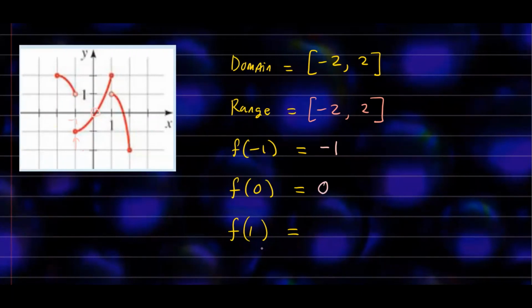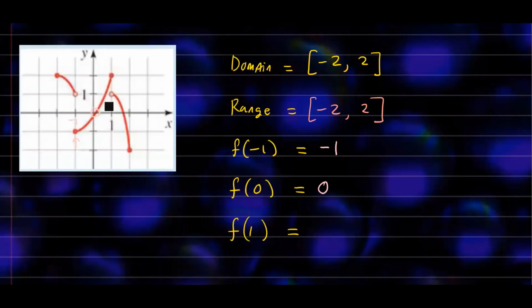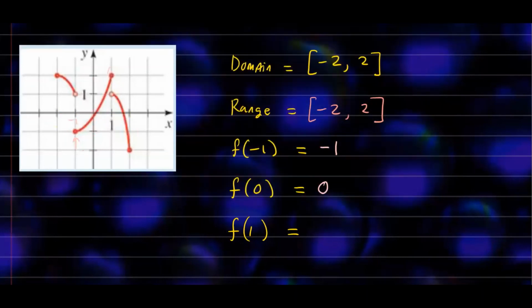And the last one, f of 1. So for f of 1, we are looking at this point right here. So when x is equal to 1, again, there is an open circle and a closed circle. Open circle is where the function is not defined. Closed circle is the one we're going to read. So f of 1 has to be this point. So that will be at 2. So f of 1 is going to be 2.